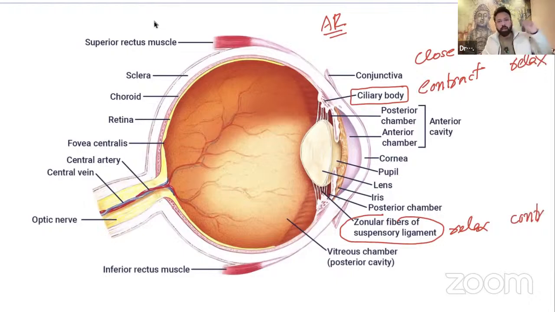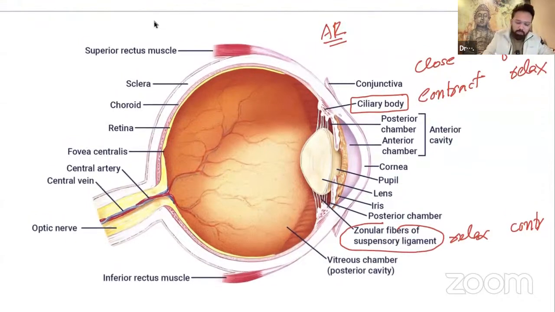Don't confuse the light reflex and the accommodation reflex. That time I discussed the light reflex. And what is Argyll Robertson pupil?